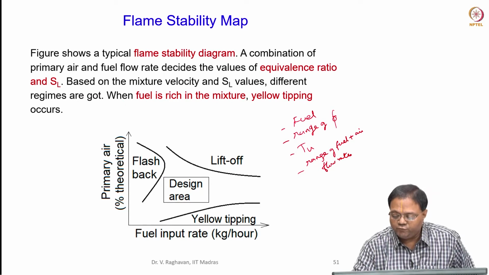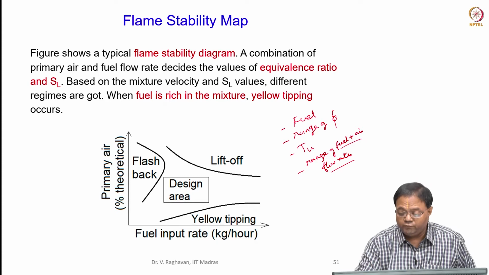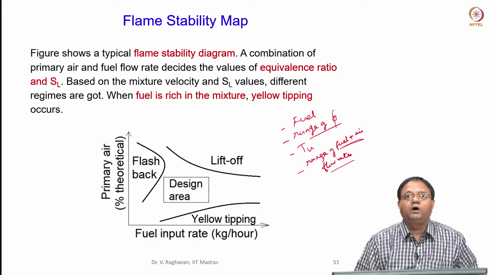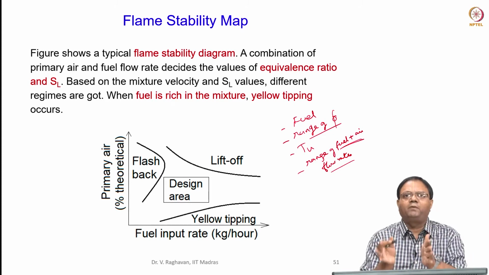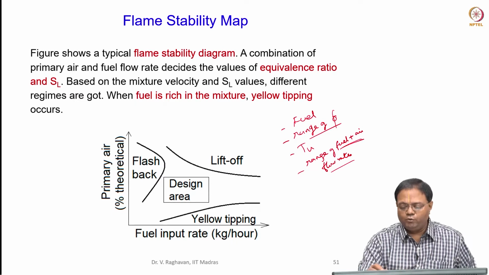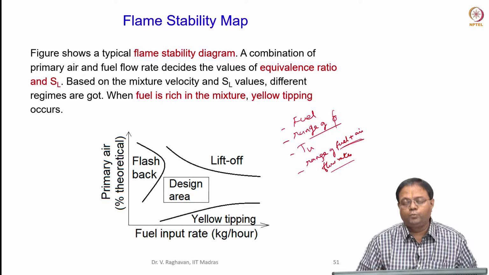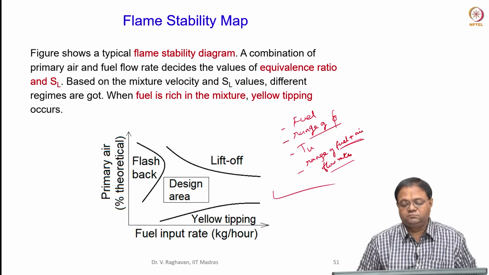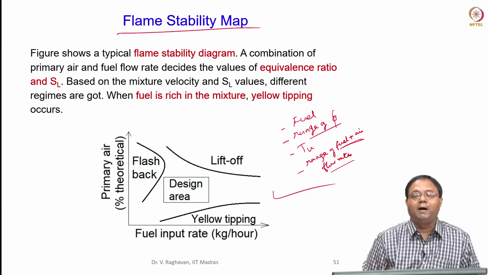Why is this range of fuel flow rates required, fuel and air flow rate, range of phi? Because you have to have a range of power produced by the burner. So when you fix this, we have to draw a map like this, which is called a flame stability map.